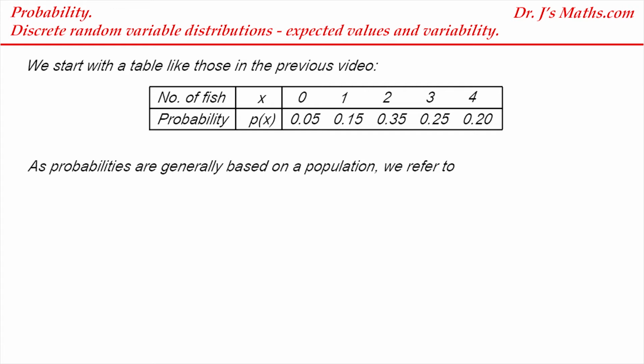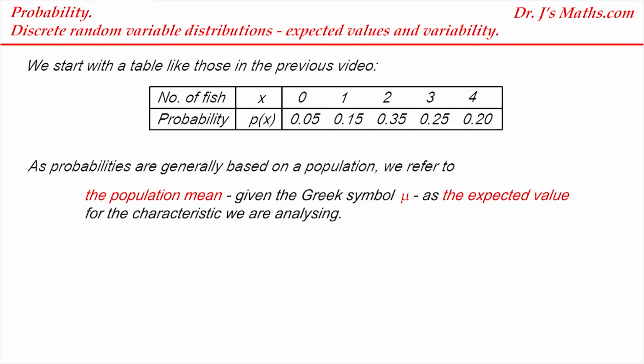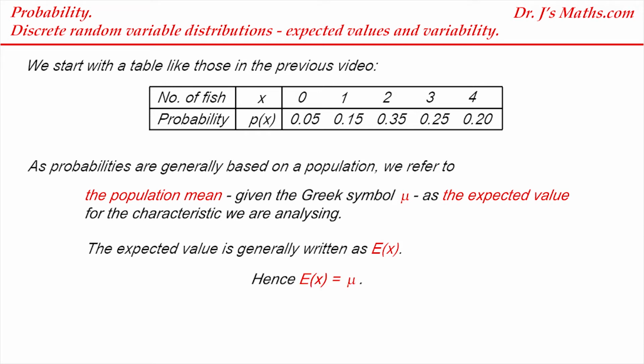As probabilities are generally based on a population, here the number of fish in the stream, we refer to the population mean, or the average, and we give the Greek symbol mu to this, as the expected value of the characteristic we are analysing. In other words, the expected number of fish passing that particular point. The expected value is generally written as E followed by the name of the variable, x or fish. Hence, the expected value of x is the population mean.